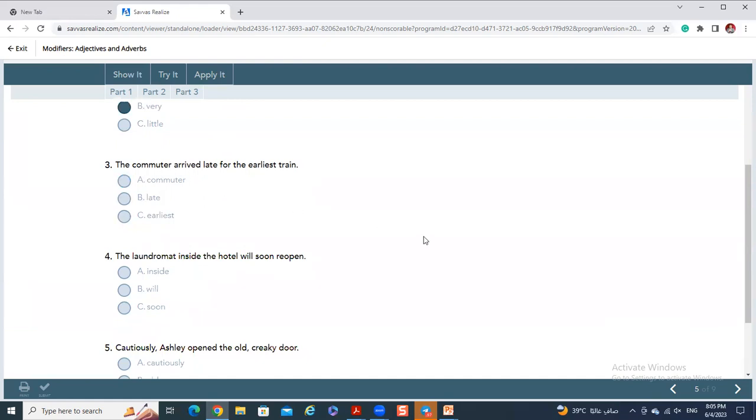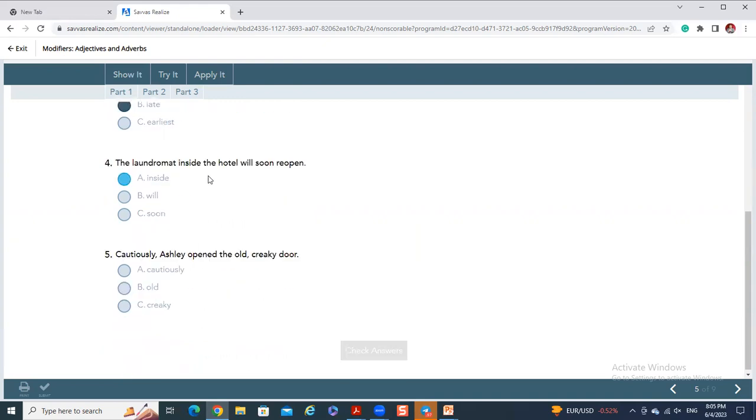Engineer Taha. The commuter arrived late for the earliest train. Late, we can say that late modifies arrived. Earliest modifies the train, so it's an adjective. Commuter is a noun. Number four, streamer Adam.